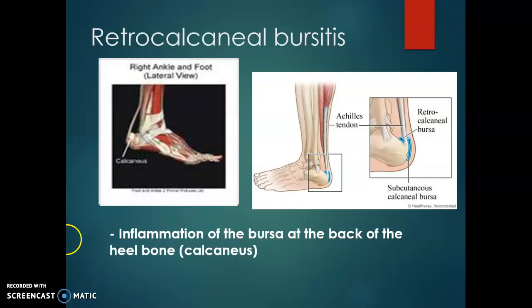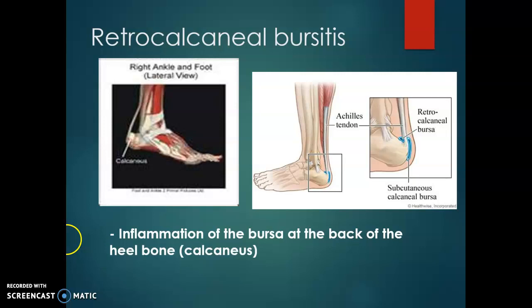Okay, so the first injury that we have is called retrocalcaneal bursitis. So we've talked about bursa before. Bursa is going to be the small fluid-filled sacs that are in all of our joints and also along some tendons. And the purpose of these sacs is to help lubricate the joint, make sure it doesn't dry out, and also protect certain parts of the bone.